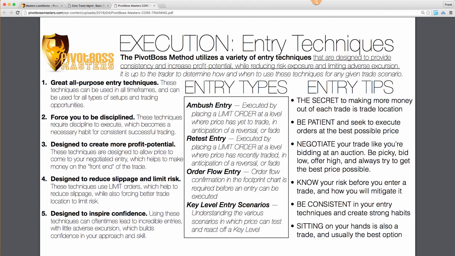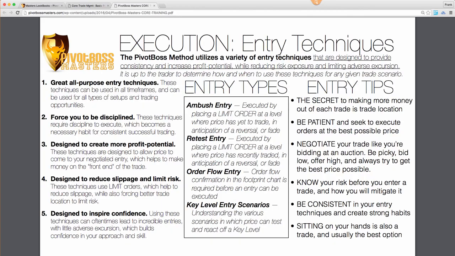So the Pivot Boss method utilizes a variety of entry techniques that are designed to provide consistency and increase profit potential while reducing risk exposure and limiting adverse excursion. It is up to the trader to determine how and when to use these techniques for any given trade scenario. As I mentioned before, we have several core entry techniques that we use. The ambush entry, the retest entry, order flow based entries, and then several key level entry scenarios. There are various other styles of entry techniques that we can follow as well.